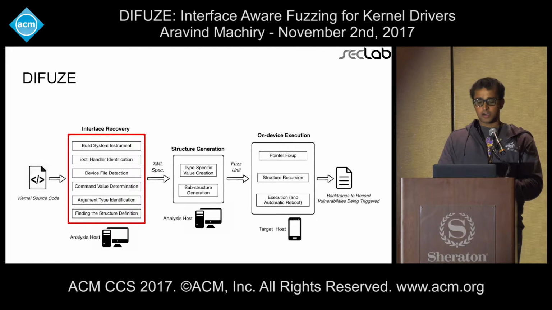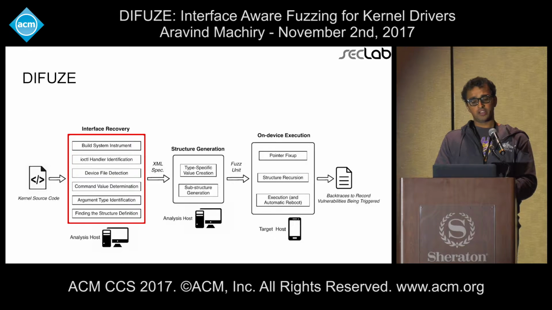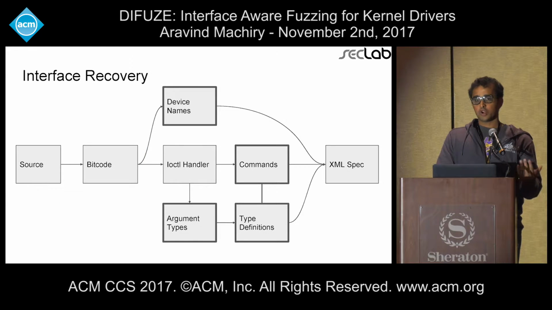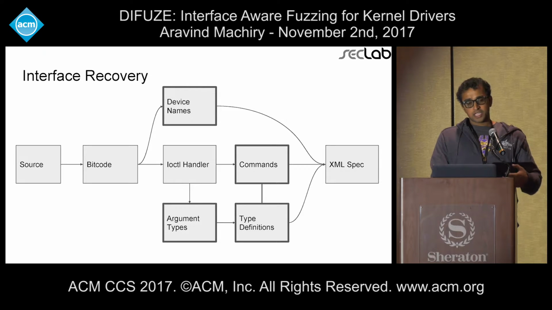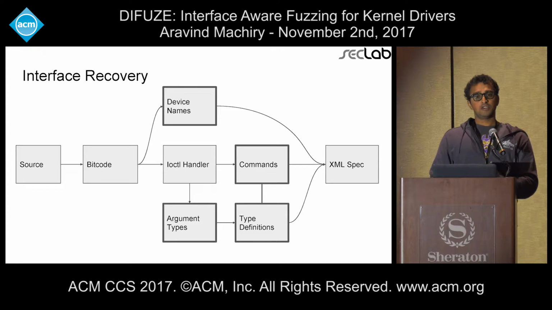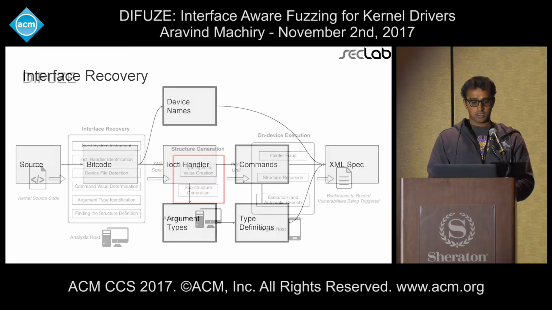At the end, let me summarize what interface recovery does. Given the kernel source code, it automatically generates the consolidated bitcode file for each driver. It identifies the device file names. It identifies the commands and types expected for the param argument. And all these three things combined form the interface for the driver.